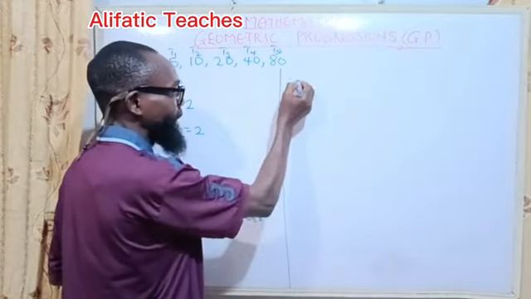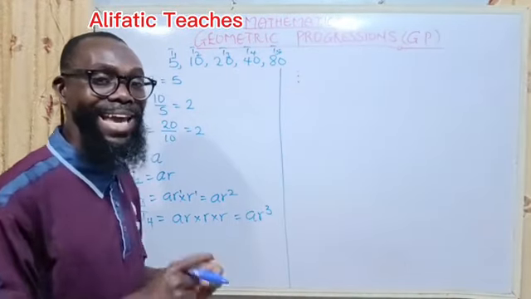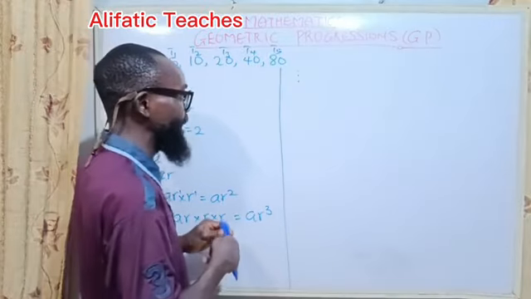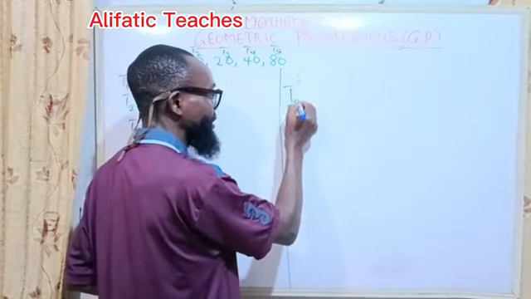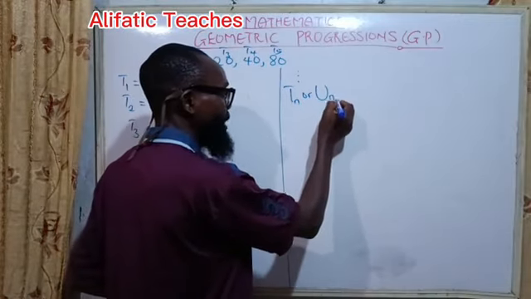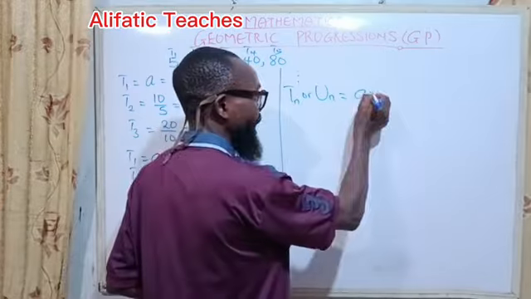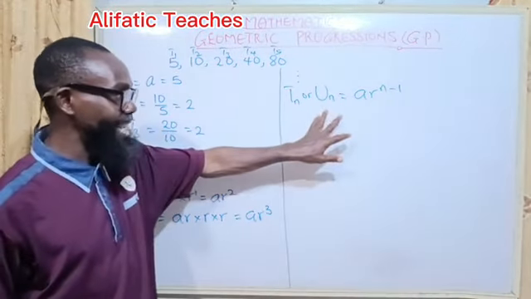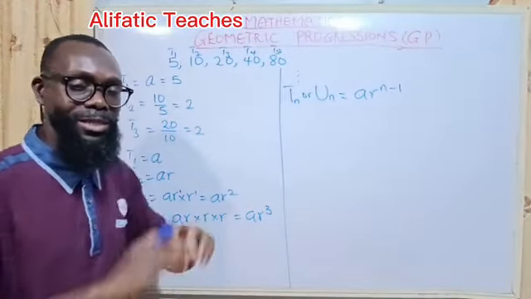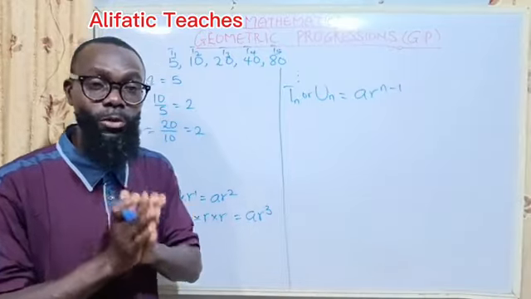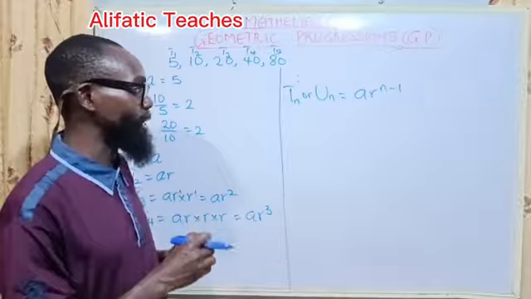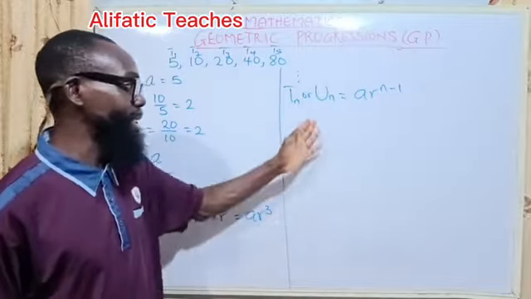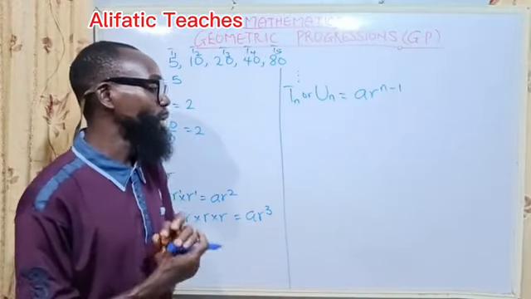When we continue like this, till we get to what is called the nth term of this geometric progression, that is the nth term denoted as Tn or Un, will now be equal to AR raised to power n minus 1. So this is now the nth term of a geometric progression. That is the formula that we are going to be using in solving this geometric progression. Tn equals AR raised to power n minus 1, or you say Un equals AR raised to power n minus 1.